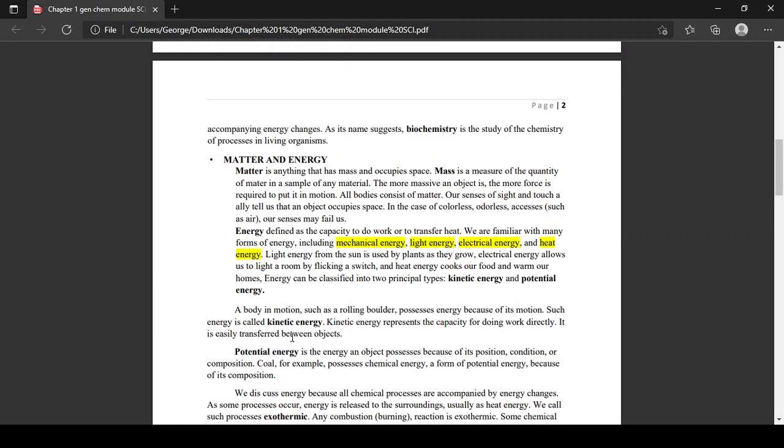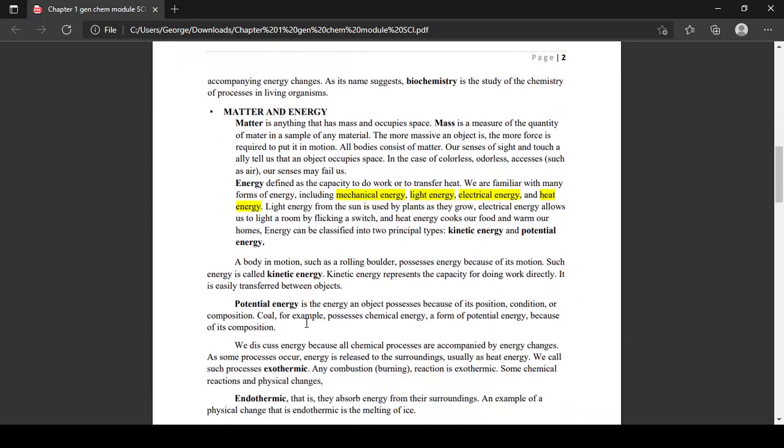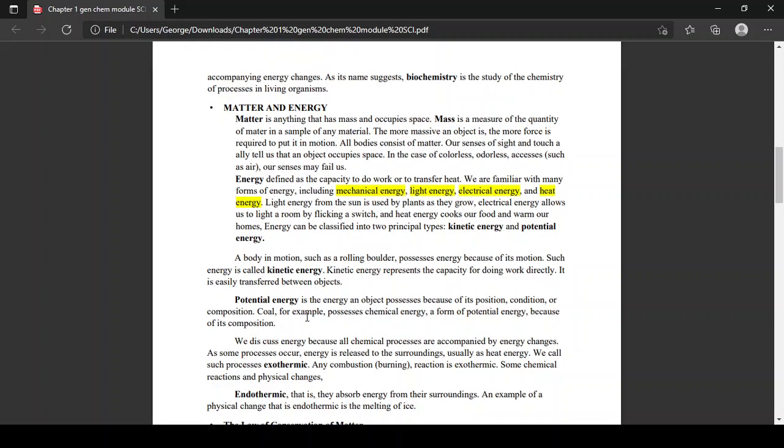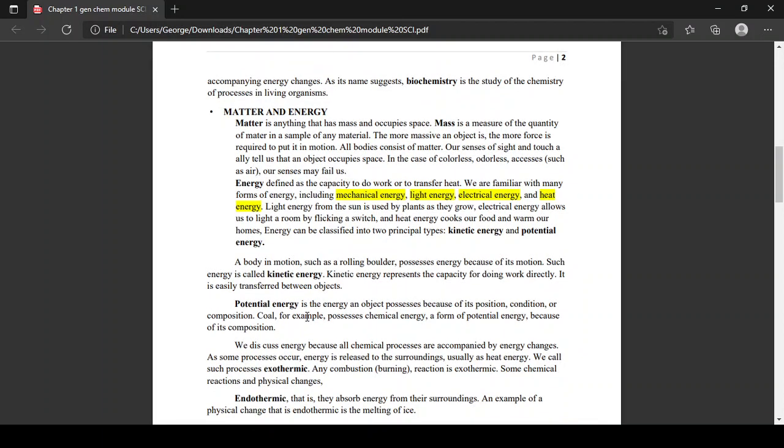So mass, kids, is a measure of the quantity of matter in a sample of any material. That is mass. It is the measure of how heavy or how much there is of a thing in any material. For example, what is the mass of a sack of rice, correct? So it is a measure of the quantity of matter in a sample of any material. Again, the heaviness, the amount of a thing.